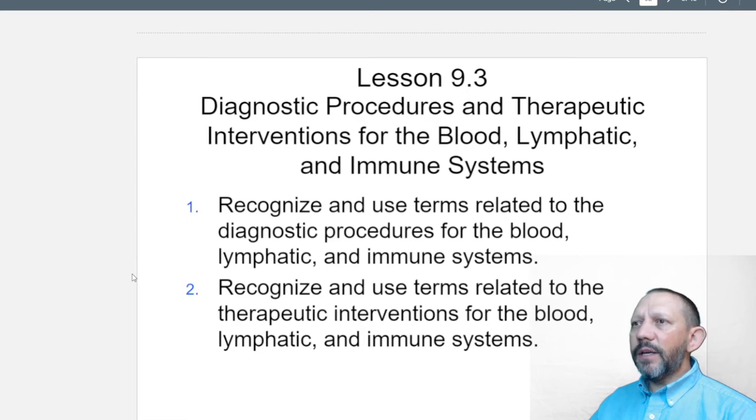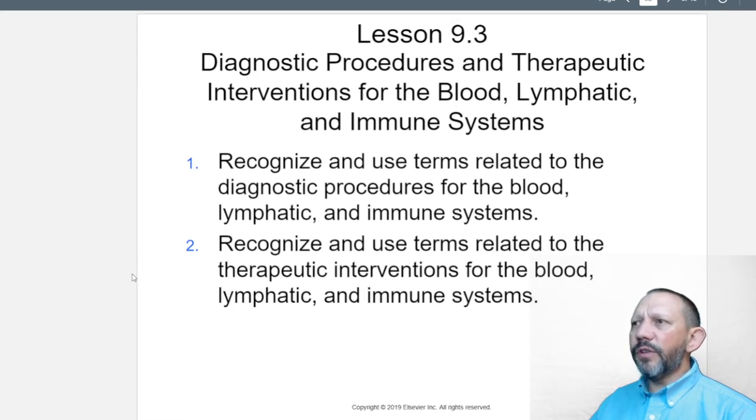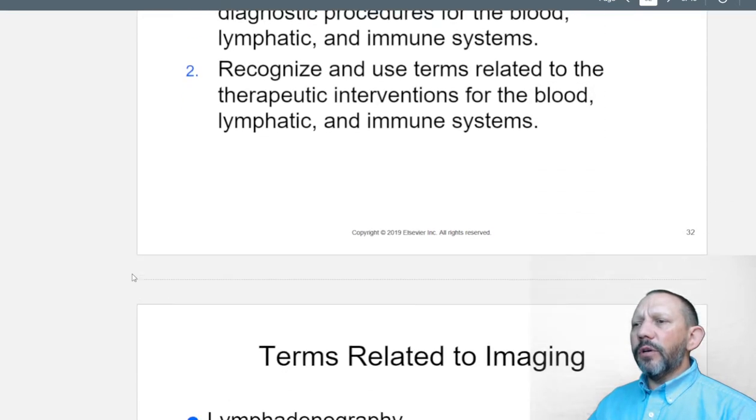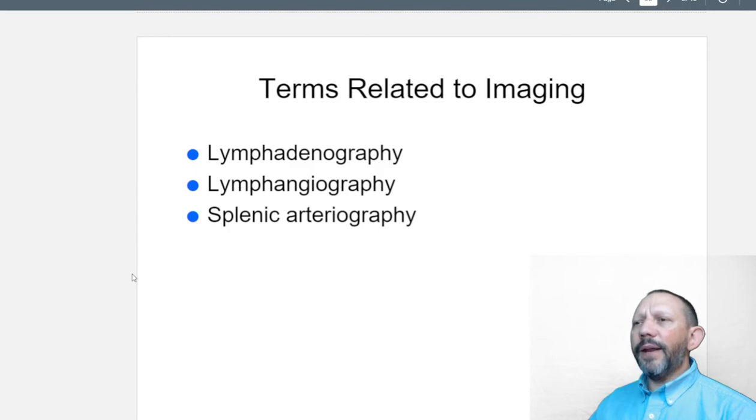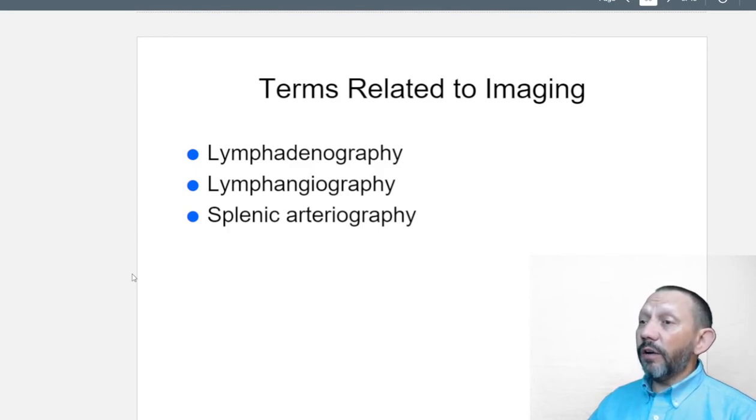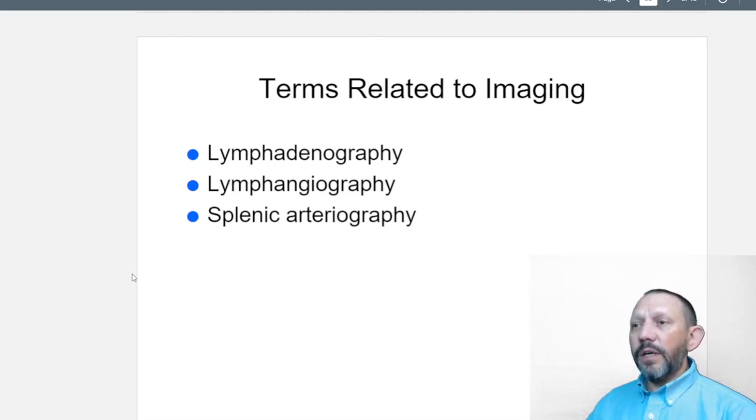As we go past here, diagnostic procedures and therapeutic interventions of the blood, lymphatic and immune system, recognize and use terms. Okay. Lymphadenography. So we're going to look at the lymph nodes, right? Lymphangiography. So we're going to look at the lymph vessels. Splenic arteriography.